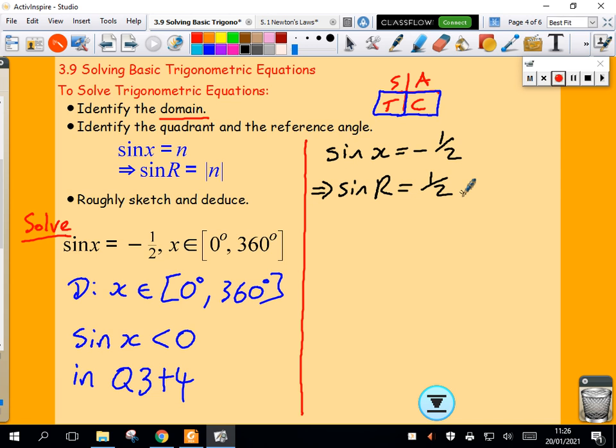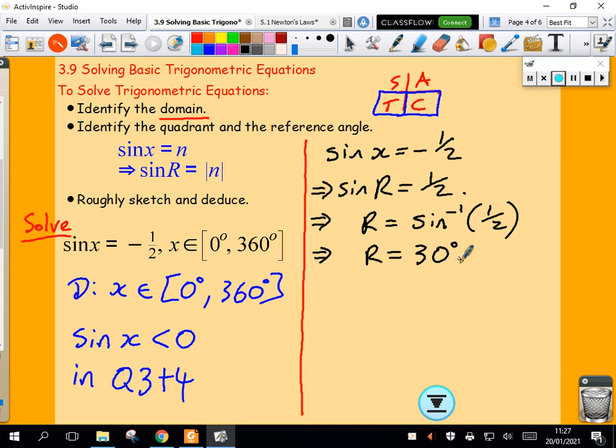I want to identify the reference angle. The sine of what angle is positive 1/2? To find the reference angle, you probably know it already if you know your special angles. But if you don't, and you have a calculator, you can just type in the reference angle will be sine inverse of 1/2. Okay? The sine inverse of 1/2. And you plug that into your calculator, you'll find the reference angle is 30 degrees.